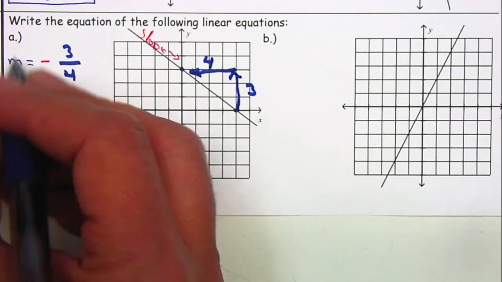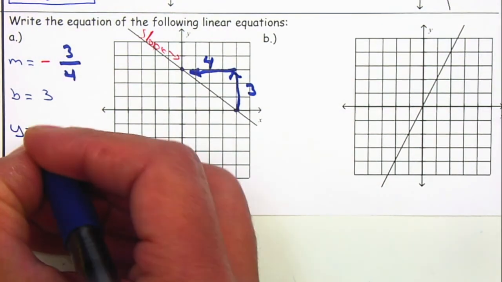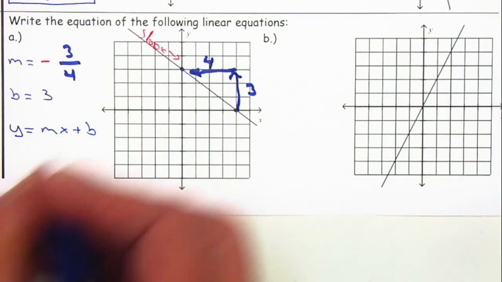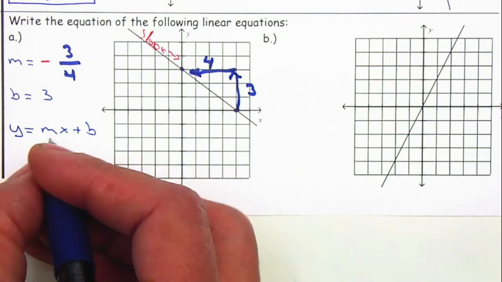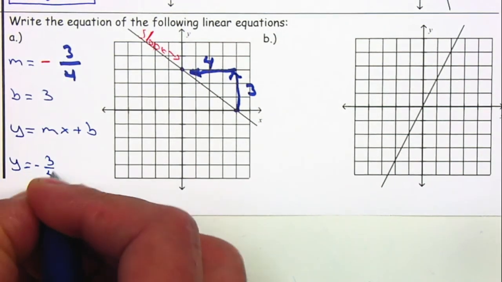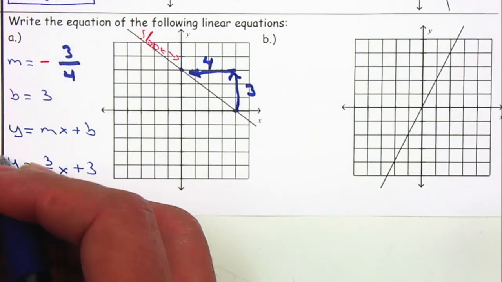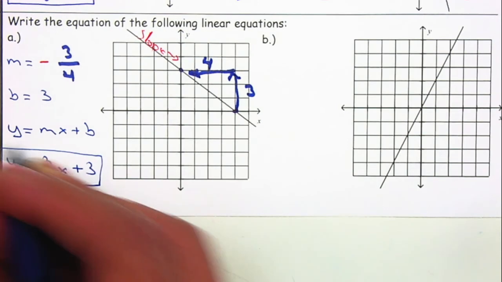Now that I have both the slope and the y-intercept, I can plug it into the slope-intercept form. My M is the negative 3/4 x, and my B is 3, so it will be positive 3. Be sure to box in your answers.